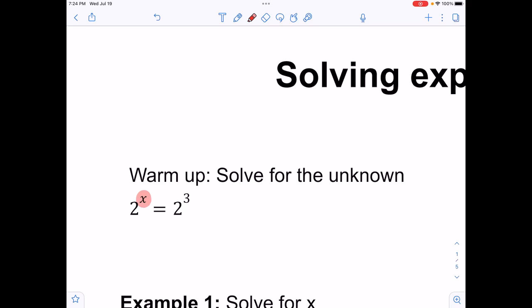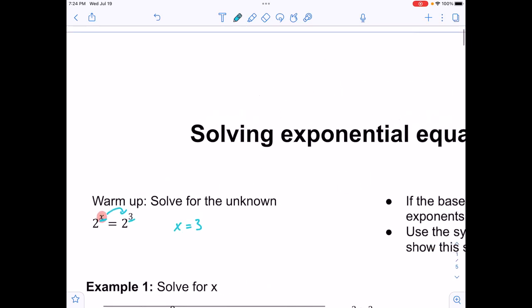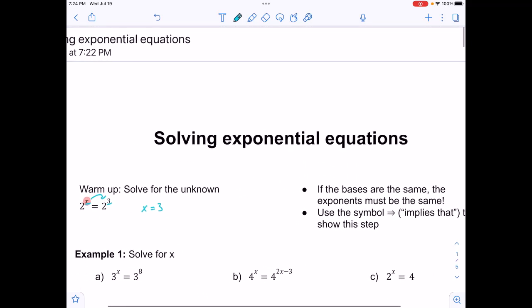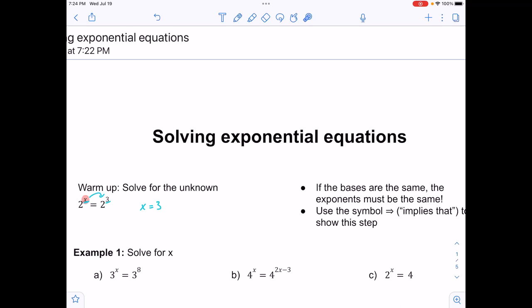It sort of looks to me that x is just going to be 3, right? And that's the principle of this, right? 3 is the exponent and x is the exponent, so they must be the same, right? That's the idea here. If the bases are the same, the exponents must be the same, right? 2 and 2 are the same base, x and 3 therefore must be the same because there's this equal sign that tells us the left side and the right side are the same.